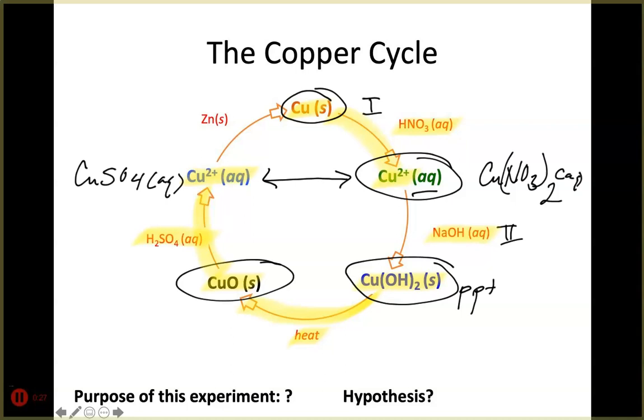The very last thing we would do, once we have our copper sulfate solution, which will in fact be blue, is add zinc solid to it, which would force a redox reaction to happen. It would reduce the copper in copper sulfate, which is in the form of copper 2+, back down to copper, effectively completing the cycle is what I was trying to get to. That's the idea behind the copper cycle.